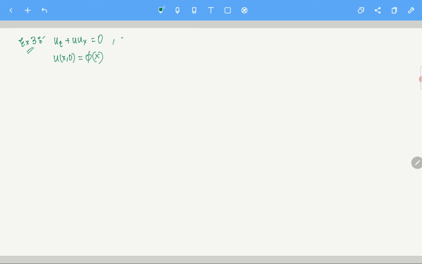Okay, this is for x in R and t positive. And what is phi? Phi of x is given to be 1 for x between 0 and 1 and 0 otherwise. Now of course we already know, so this is a Burgers' equation.